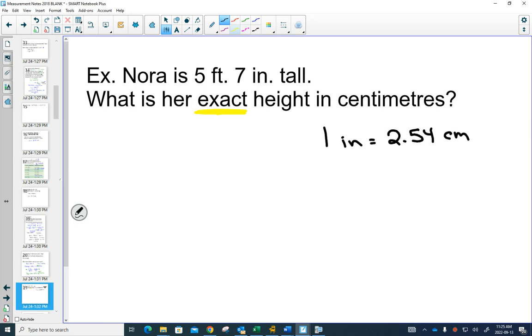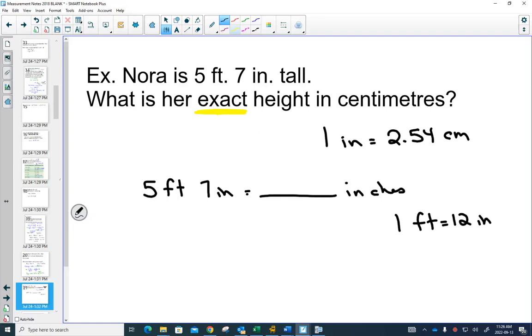1 inch is 2.54 centimeters. But the problem that I start with is Nora is 5'7". It's got feet and inches. So maybe first I need to convert what is 5'7" just in inches. Well, I know that 1 foot is 12 inches. Yes, question.